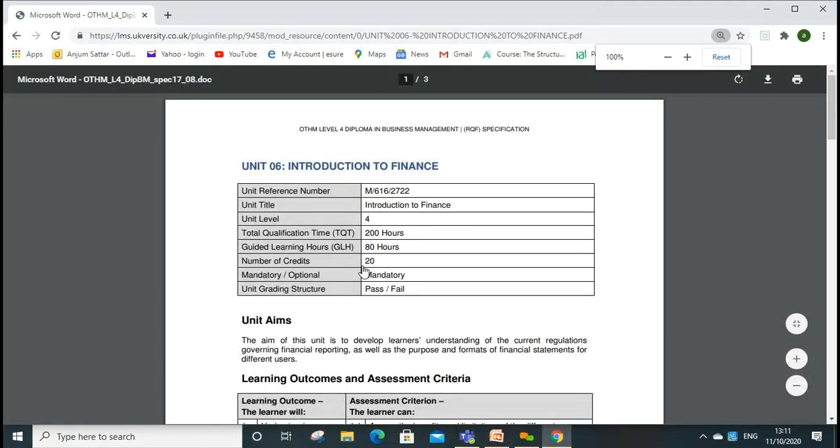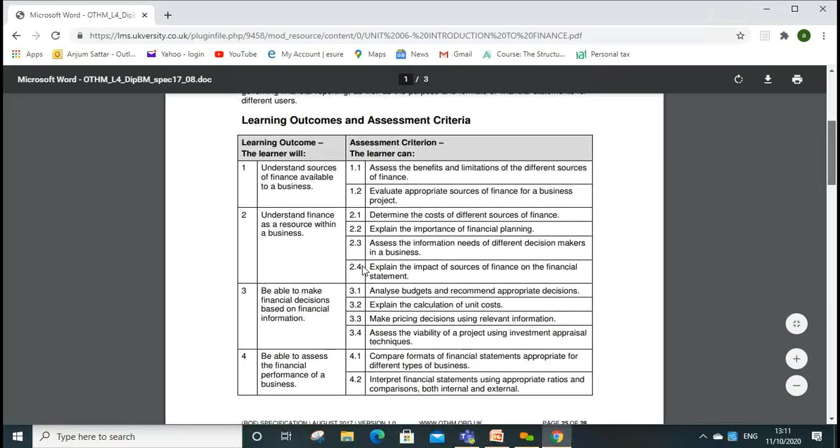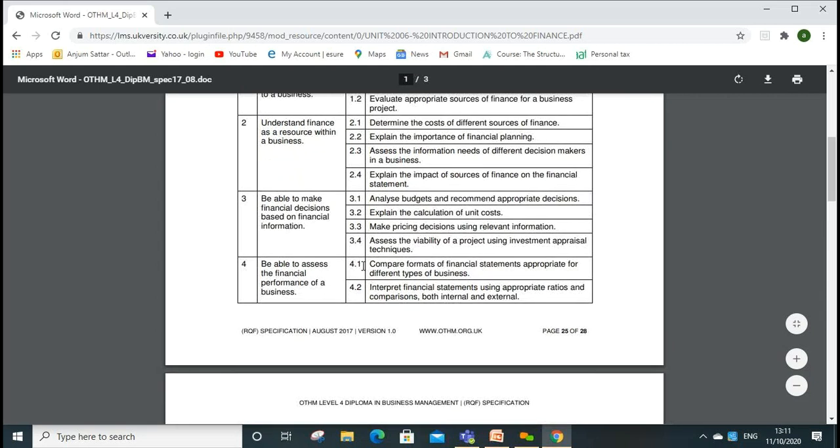So this is what we are doing. We did 1.1, which is assess the benefits and limitations of different sources of finance. We discussed internal, external, equity, and debt financing. In the second lesson, we discussed the different sources, the cost, and the information to help, and we discussed the weighted average cost of capital and different models. We said debt is cheaper than equity because debt also allows tax exemptions. That means borrowed money.